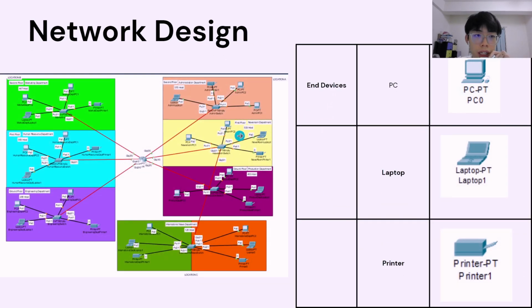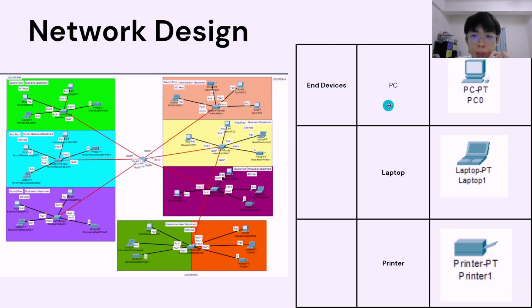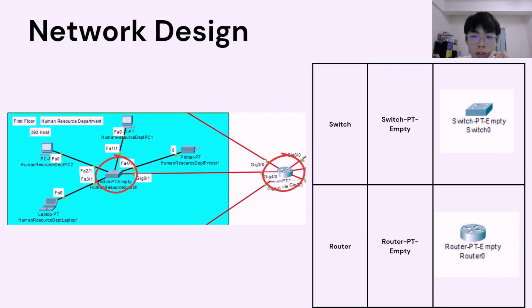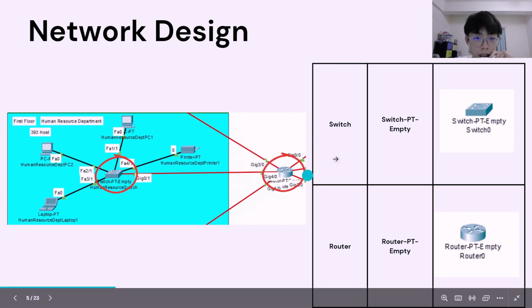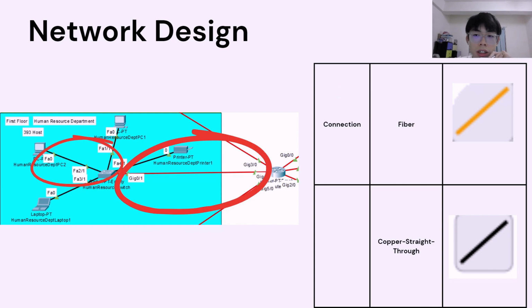And here is our network design. This is our network topology for end devices using PC, laptop, and printer. For switch and router, we use switch PT-MT as switch and router PT-MT as our router, as you can see in the diagram. And for connection part, we use two cables, which is fiber cable and copper straight through cable. We use fiber cable to connect between router and switch, and we use copper straight through cable to connect between switch and end devices such as PC, laptop, and printer.